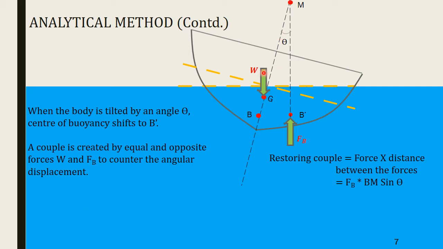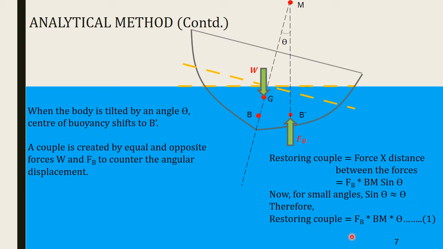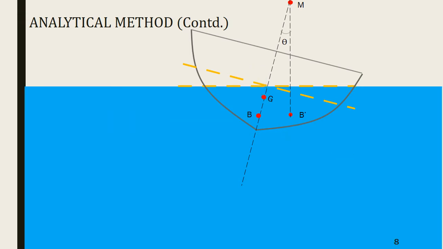The perpendicular distance between the forces can be obtained as BM sine theta. Since theta is very small, sine theta can be approximated to theta, and so the restoring couple would be FB into BM into theta. This is marked as equation number 1. We can keep it aside.